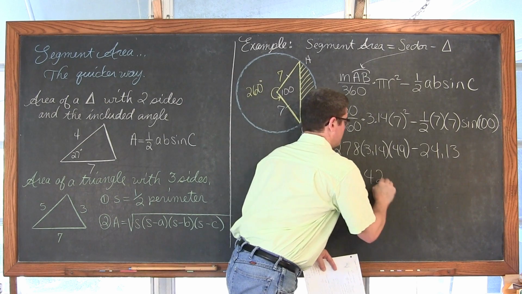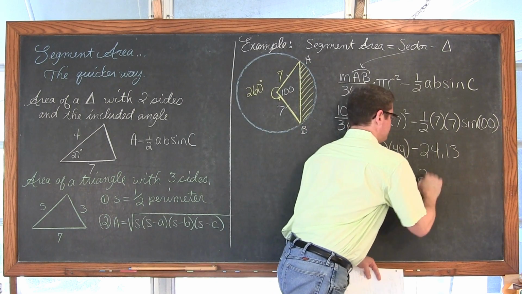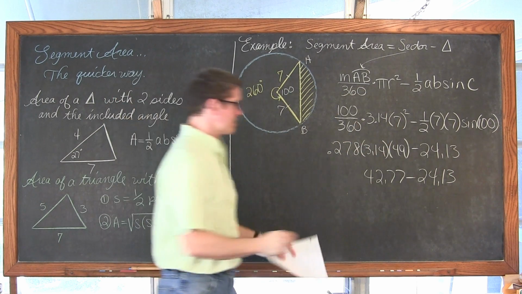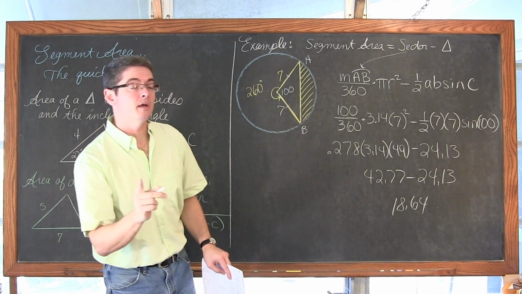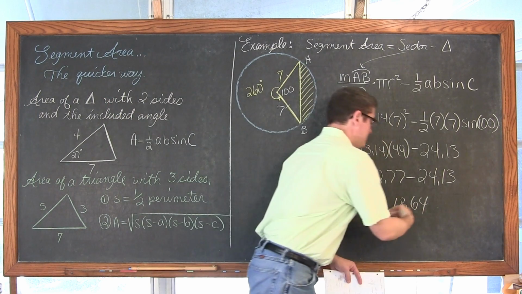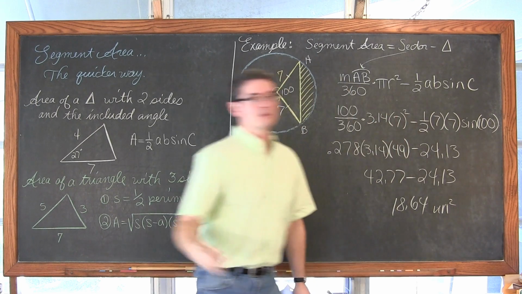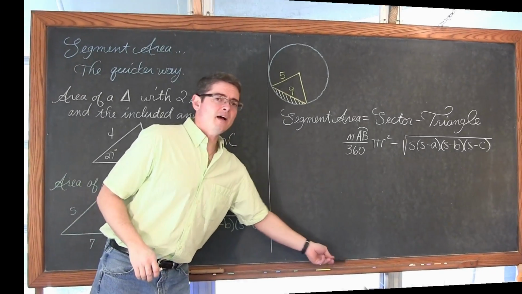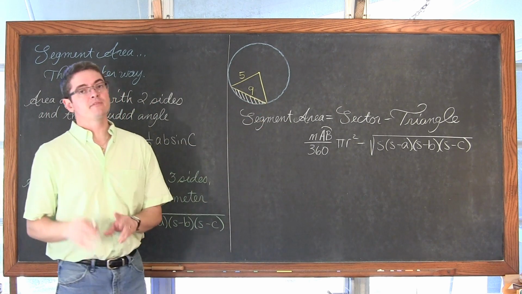42.77 minus 24.13. And that comes out to 18.64. Now, don't forget you're finding area, not length, so it's 18.64 units squared. Last example. Here we have a triangle with a radius of 5 and a chord length of 9.